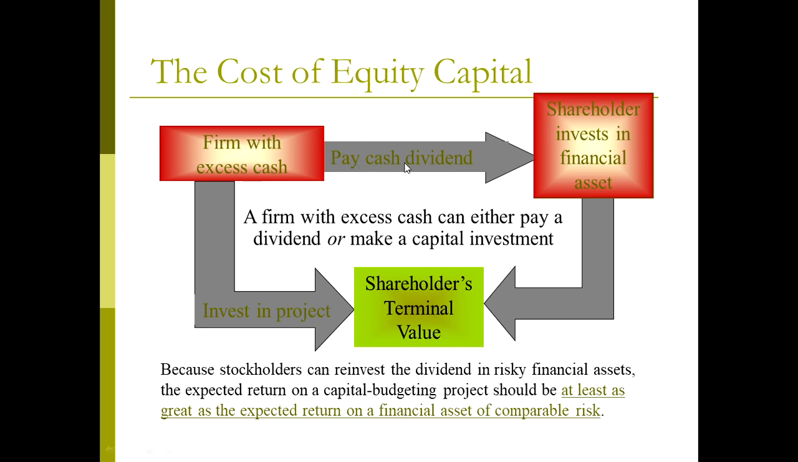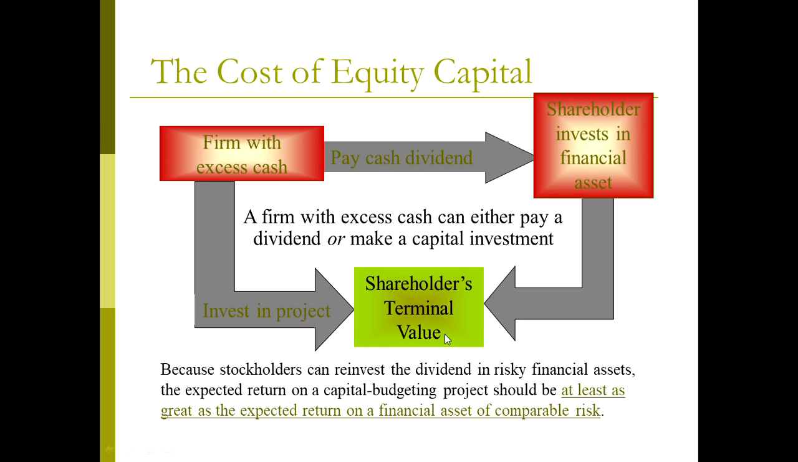One is to pay cash dividends to the shareholders. Once the shareholder receives the cash dividends, they can invest the cash dividends in any financial asset they want. The second option the company has is, instead of paying cash dividends, the company can reinvest the excess cash in more projects. Either way, either paying cash dividends or using the cash to invest in new projects within the company, two options will achieve the same shareholders' terminal value, right?